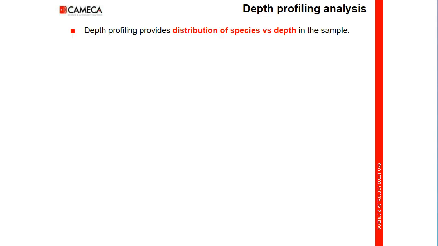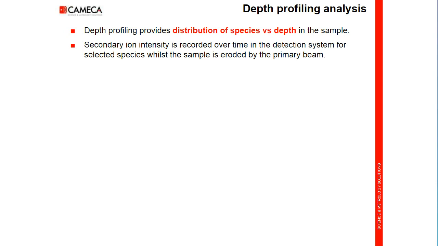Dynamic SIMS is often used for elemental and isotopic depth profiling, which provides the distribution of species versus depth in the sample. The secondary ion intensity is recorded over time in the detection system, electron multiplier or Faraday cup detector, for selected species, whilst the sample is eroded by the primary beam.